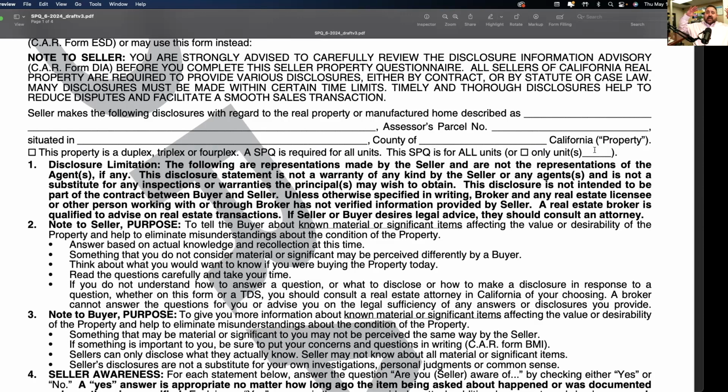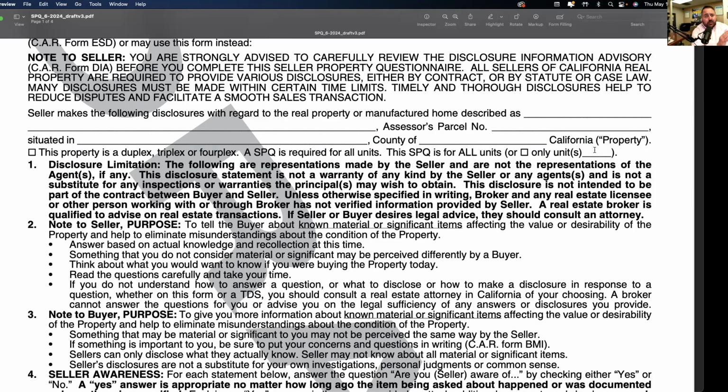If there is a 4-unit building that is all one building, you could say do one SPQ, which is the exterior of the entire building, and then the interior of one unit. And then you would do an SPQ for each interior of the remaining units.